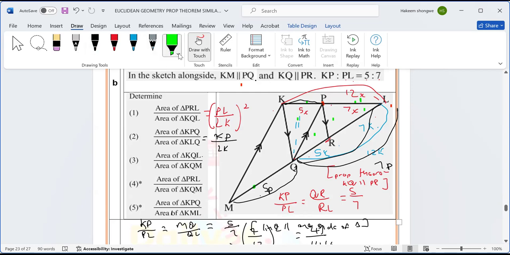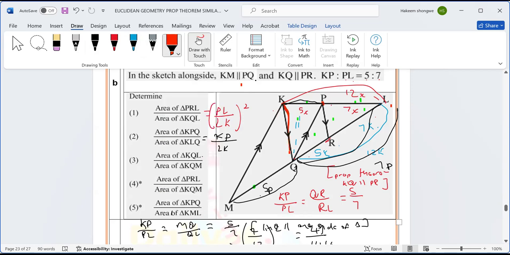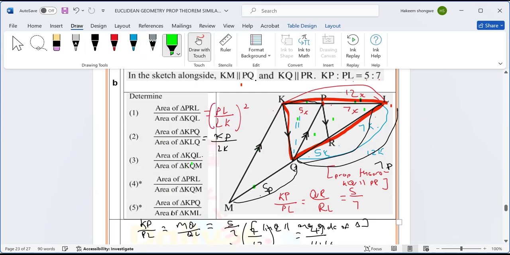KQL. It's K, it's Q, and then it's L. This big one. KQL. Okay, sharp. It goes with who? AQM. It goes with K, Q, L, and Q, M, like this.